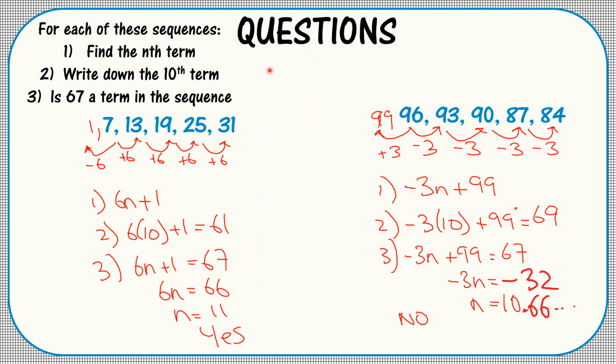Hopefully you had a chance to attempt these questions. Let's go through the answers. For each of these sequences, find the nth term, write down the 10th term, and is 67 a term in the sequence?